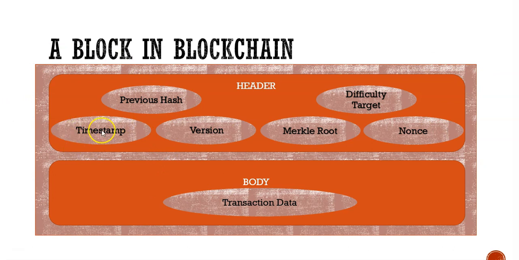The first one is timestamp. Timestamp is nothing but the time at which the particular block has been created. That is the timestamp. Then the version of the blockchain. We'll be learning in detail about the Merkle root, difficulty target, and also the nonce. When we learn about mining, we will learn in detail about what this difficulty target is and what this nonce is, how it works, and how it helps in mining, everything.